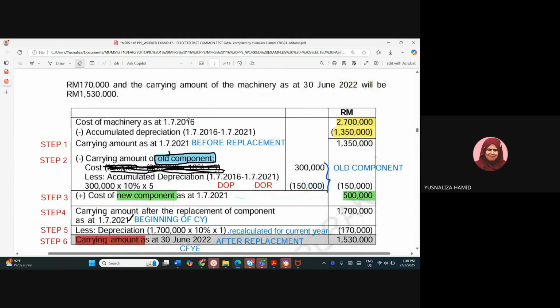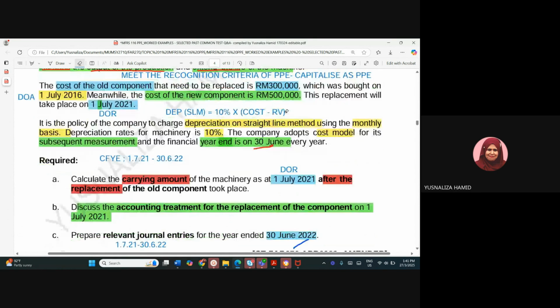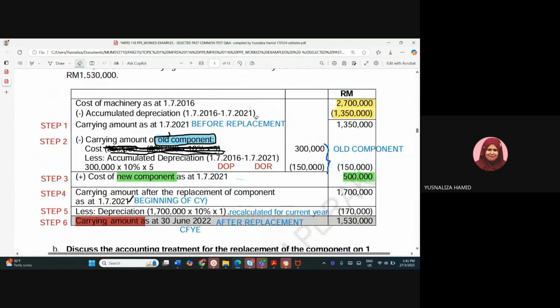The component is the one that you will replace, that 300,000. How much is that carrying amount? So 300,000 is not the carrying amount. You need to go and remove the accumulated depreciation. Remember, you purchased the machinery on 1st of July 2016 and you replace it on 1st of July 2021.